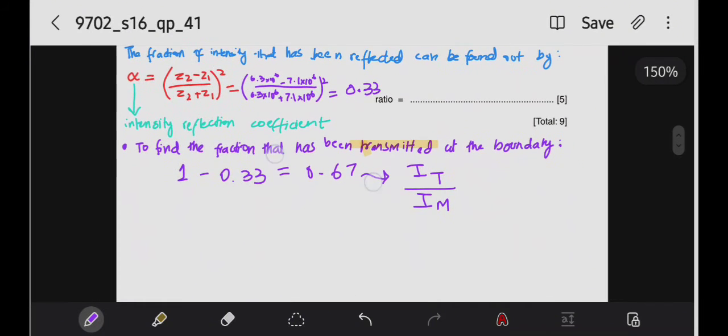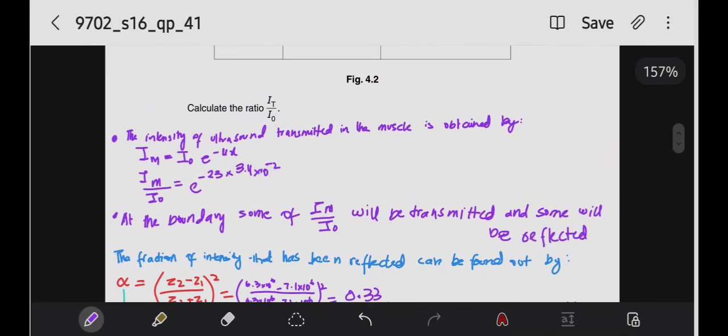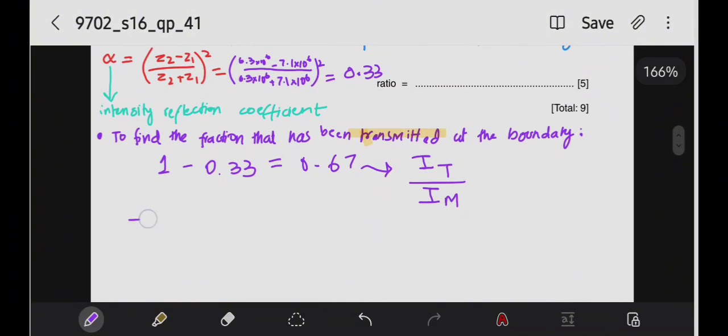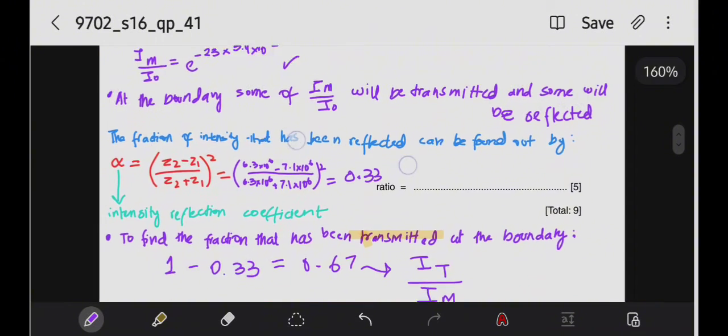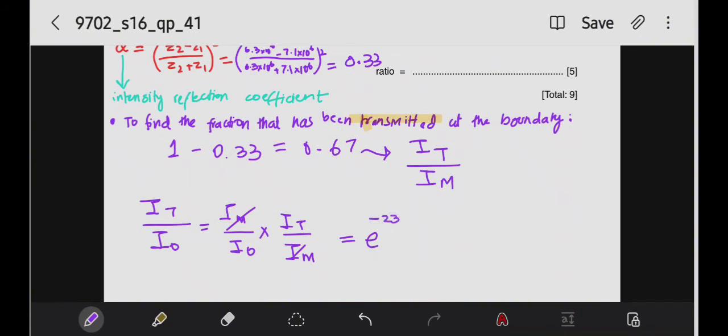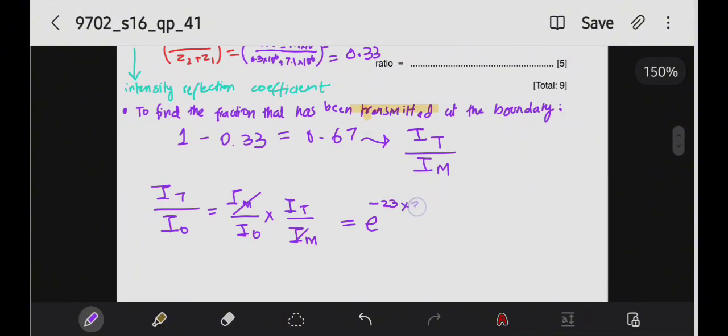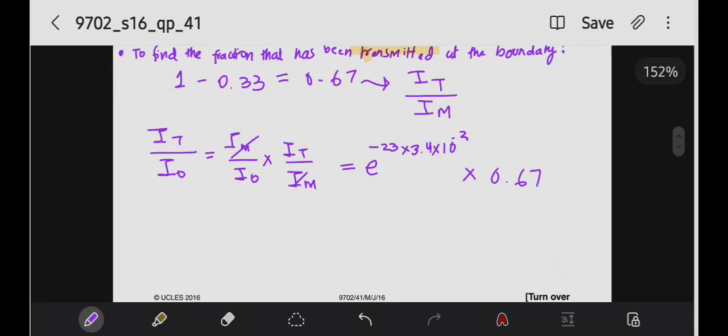I_M over I naught. So now, what we were asked in the question was this, and I_T over I naught would be equal to I_M over I naught into I_T over I_M, right? So this could be cancelled and you could find out that. So we know I_M over I naught is this, so e to the power minus 23 into 3.4, into I_T over I_M, which is this 0.67, and that would give us the answer of 0.31.